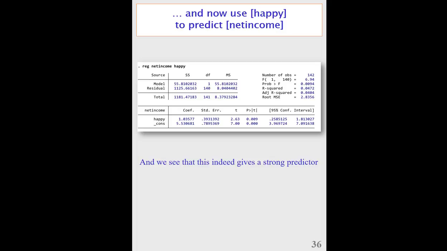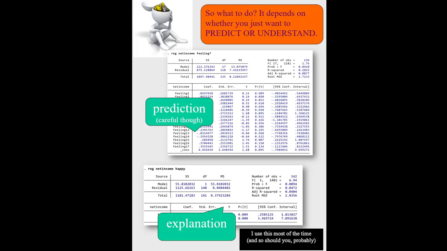However, if you pay very close attention, you would perhaps have seen that if you compare the two, this is the same one with all these separate feeling variables in there. This one has an R squared of 0.20.